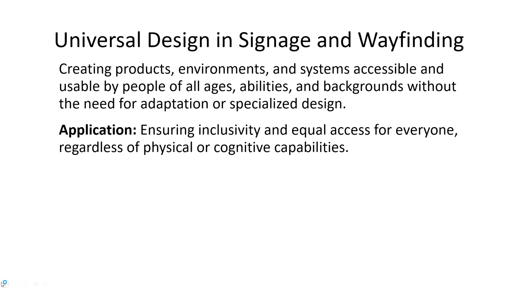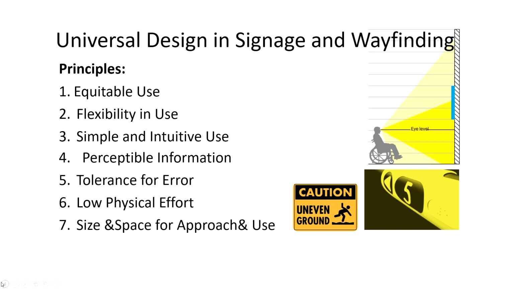When we apply these principles to signage and wayfinding design, we ensure that our navigation systems are intuitive, effective and usable by a diverse range of individuals. Let's talk about the basic principles of universal design. Universal design has 7 different principles. Let's understand them one by one with reference to signage and wayfinding, and how they are applicable.